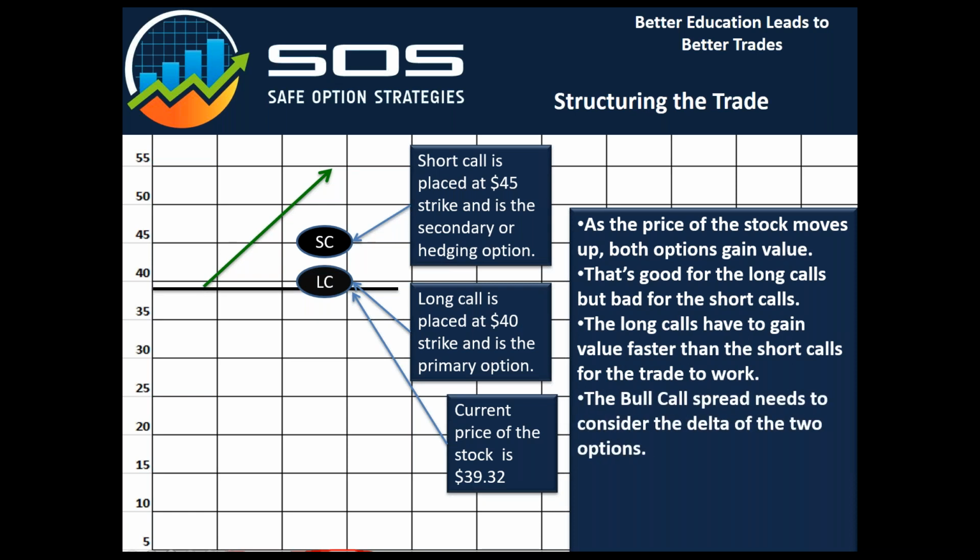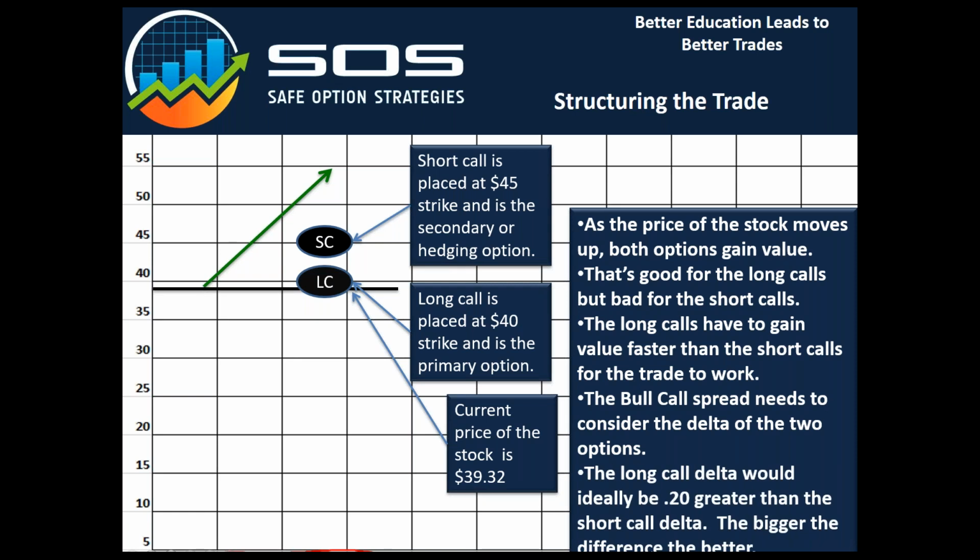And the bull call spread is one of a couple of trades we place where we need to take the time to look at the delta of the two options. I'm going to show you an example of that in just a moment. Ideally, if we've got ideal circumstances, we want the difference between the deltas, the long call delta to be 20 cents per share greater than the short call delta or more. Ideally, that's what we want the difference to be.